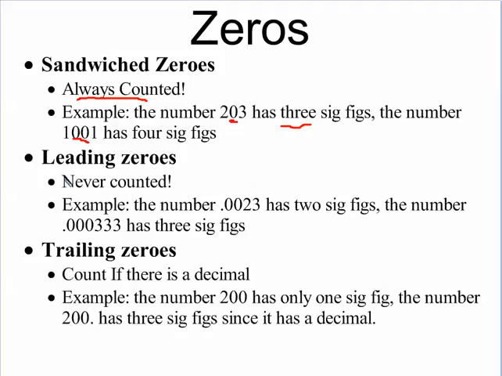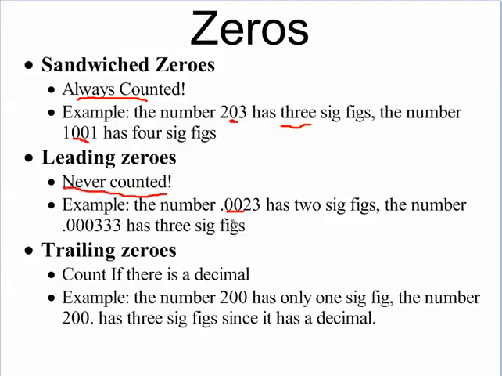Another type of zero are called leading zeros. And if you think about what leading means, a leader is someone that is in front or leading the way. So if we have a zero that is leading, and this is always a decimal, so we've got, for example, in this number, 0.0023, these two are leading zeros, and leading zeros never count.